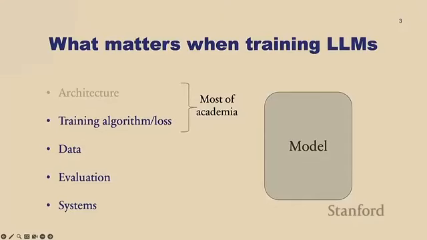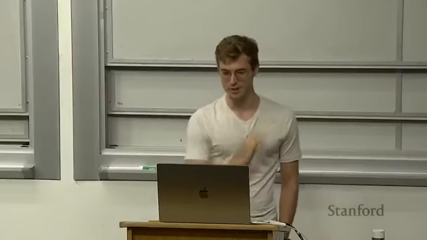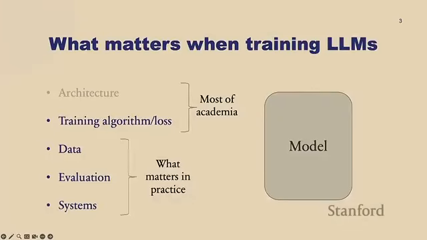Another thing to say is that most of academia focuses on architecture, training algorithms, and losses. As academics, and I've done that for a big part of my career, we like thinking that we make new architectures, new models, and it seems very important. But in reality, honestly, what matters in practice is mostly the 3 other topics: data, evaluation, and systems, which is what most of industry actually focuses on. That's also one of the reasons why I don't want to talk too much about the architecture, because really the rest is super important.